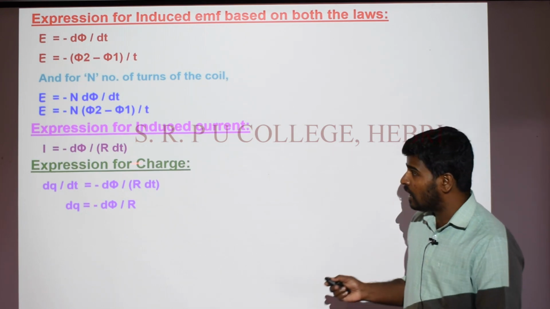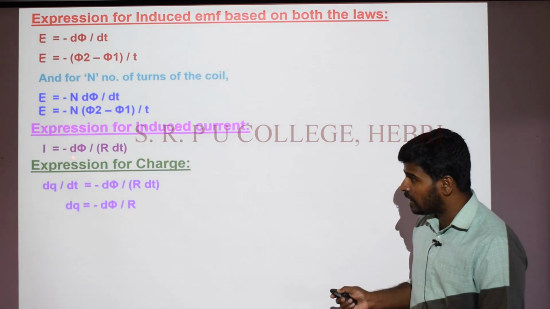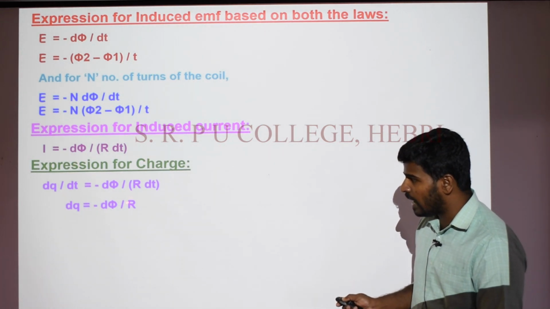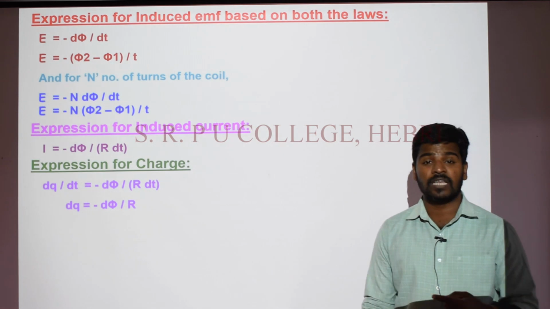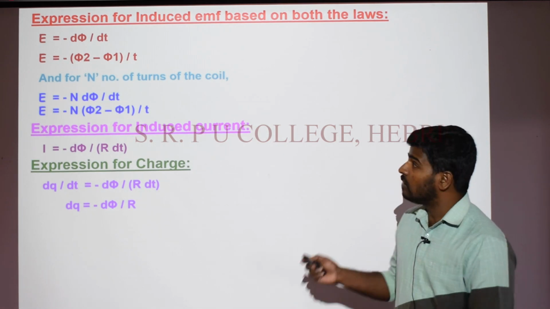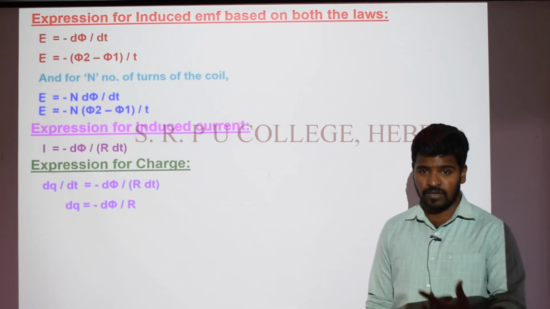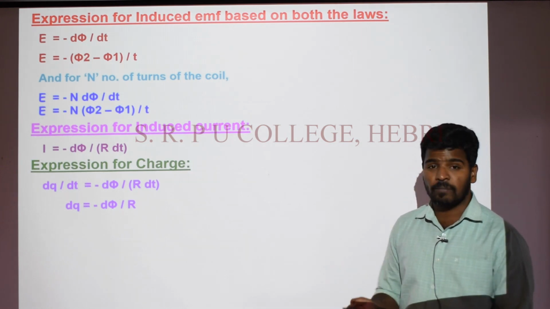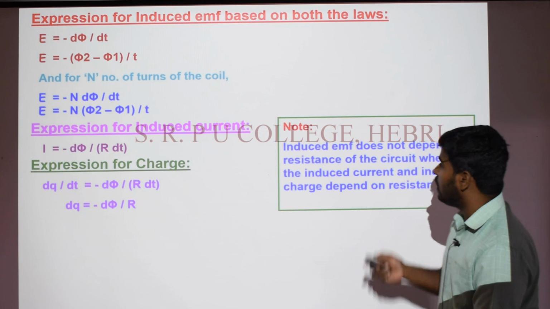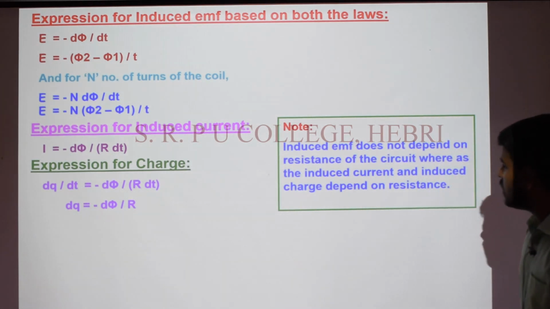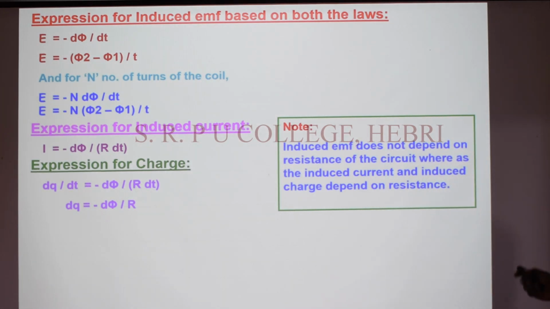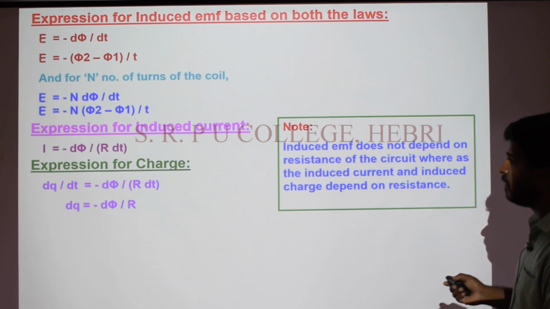See here, the induced current and the expression for charge depend upon the factor known as resistance. Therefore, the induced EMF, if we consider a coil consisting of n number of turns, does not depend on any resistance. Therefore, the note given is: induced EMF does not depend on the resistance of the circuit, whereas the induced current and induced charge depend on resistance, according to the equations.